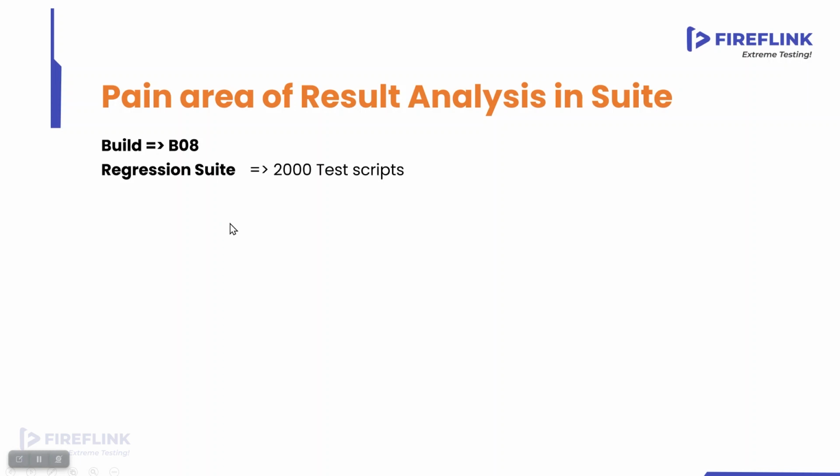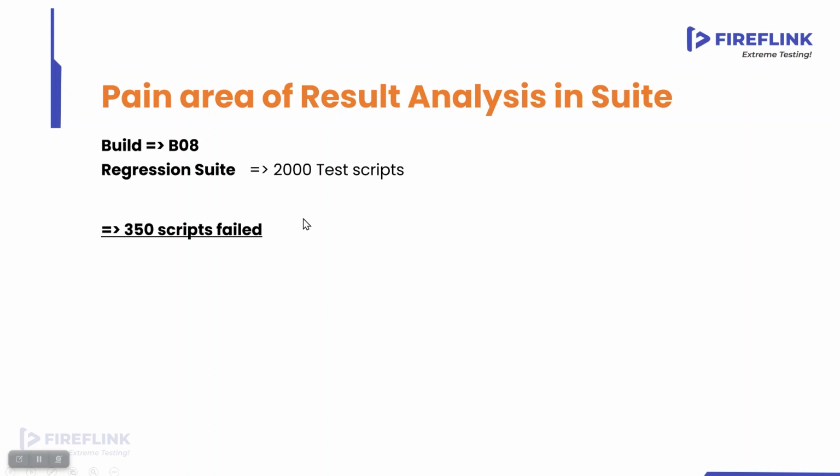Now, once it is executed, I got the result. Out of the 2000 scripts in the regression suite, 350 are getting failed, right? Out of these 2000 test scripts, 350 scripts are getting failed status. Now, as a test engineer, what do I have to do? I have to debug all these 350 scripts, because I want to make sure whether it is failing due to the application issue or due to my script issue. So here I have to work on all 350 failures.